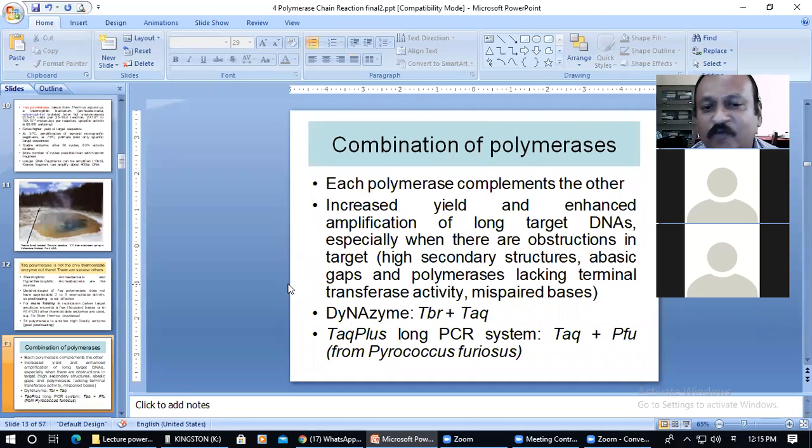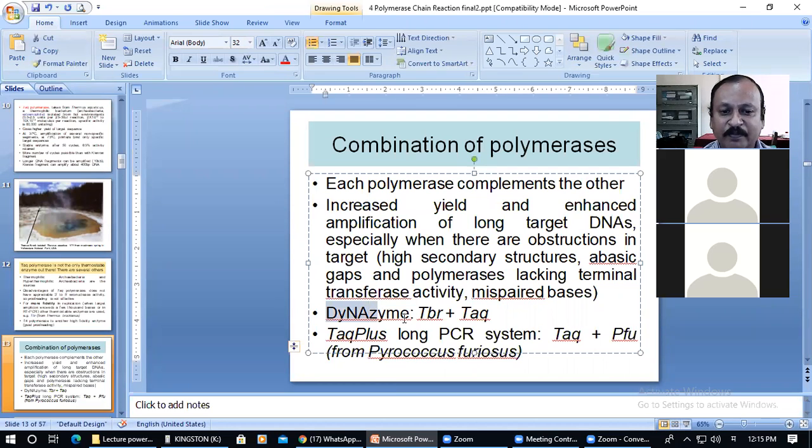So what we need is an enzyme which can tolerate high temperature, and another enzyme which can copy the DNA very properly, and therefore combinations of different polymerases are usually used. For example, I have written here Dynazyme. This is actually a brand name for an enzyme which is produced by a company. This Dynazyme is a combination of two enzymes. One is the TBR, which is a high fidelity enzyme, and the other is Taq polymerase, which is a high temperature resistant, or thermostable, enzyme.